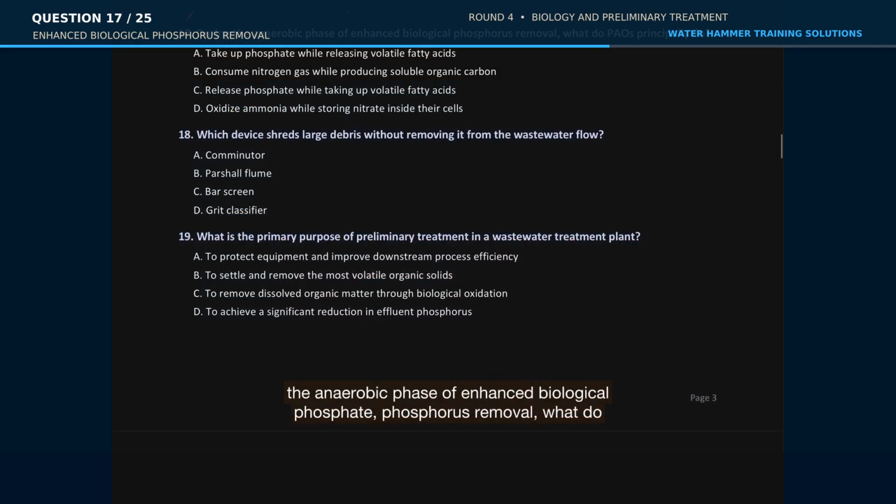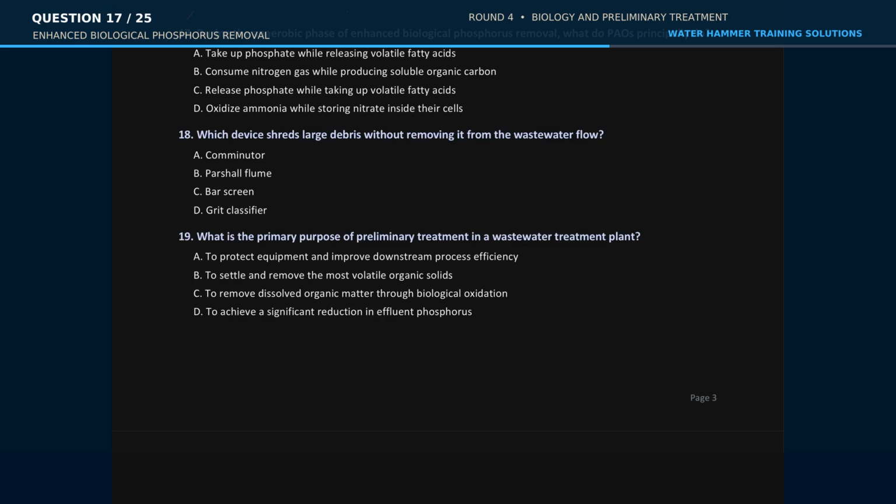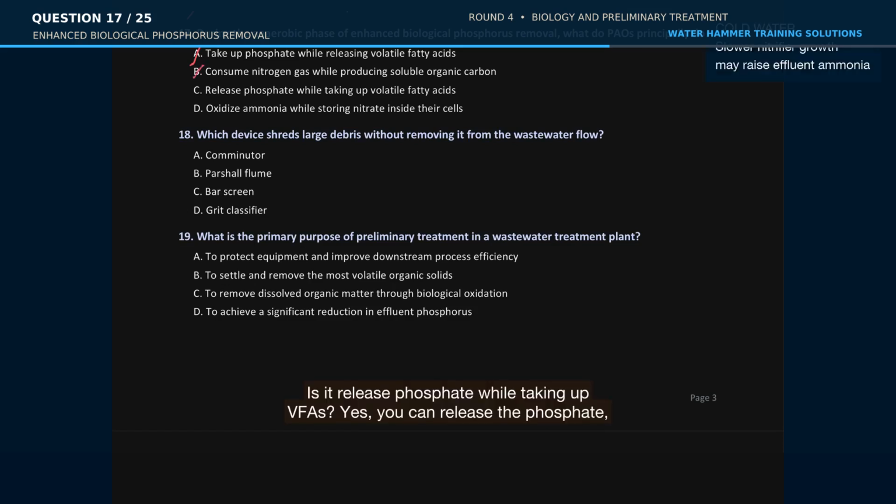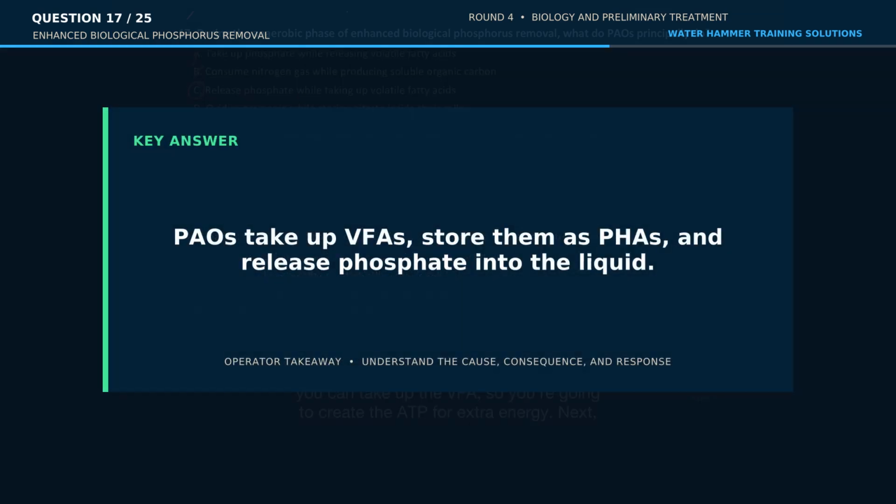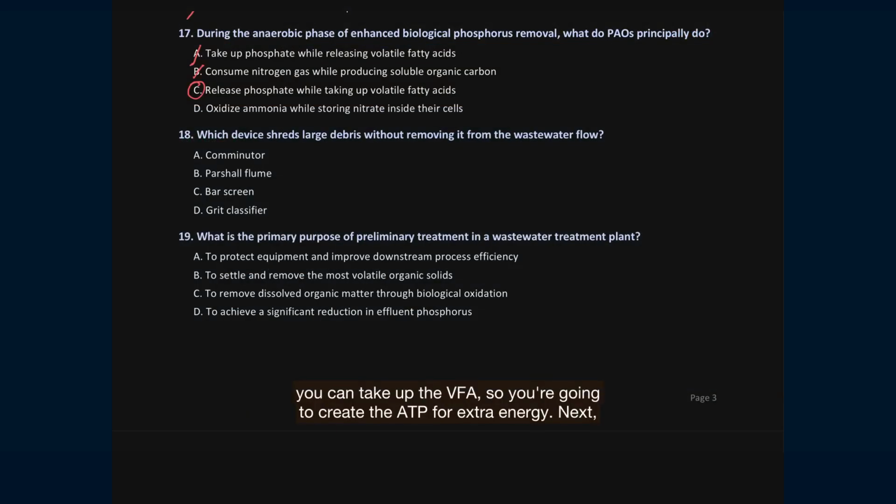Okay, next, during the anaerobic phase of enhanced biological phosphorus removal, what do PAOs generally do? Is it take up phosphate while releasing VFAs? No, that's actually the opposite. Is it consume nitrogen gas while producing soluble organic carbon? No. Is it release phosphate while taking up VFAs? Yes. You release the phosphate, you take up the VFAs, and you create the ATP for extra energy. All right, next.